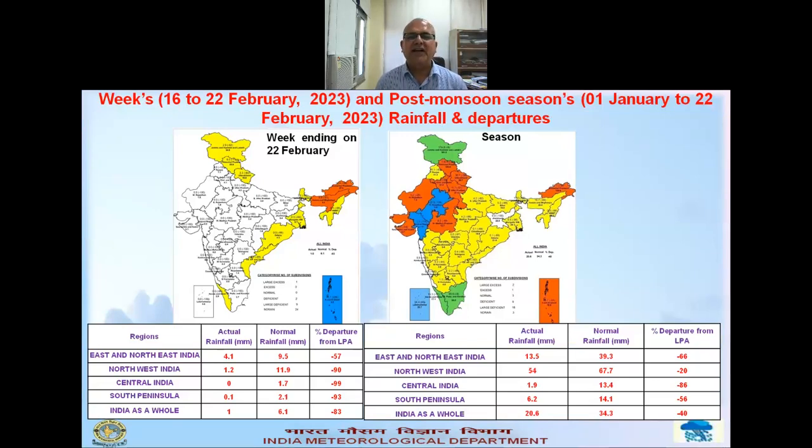So this was the weekly rainfall and seasonal rainfall. If you see the weekly rainfall, India as a whole was minus 83%. All the regions, East Northeast India, Northwest India, Central India, South Peninsular India, received below normal rainfall activity. And in most parts of the country, as you can see in the figure also, there was no rainfall. And cumulatively, for the seasonal rainfall up to 22nd of February, India as a whole was minus 40% below normal, and the rainfall was below normal over all the regions of the country.